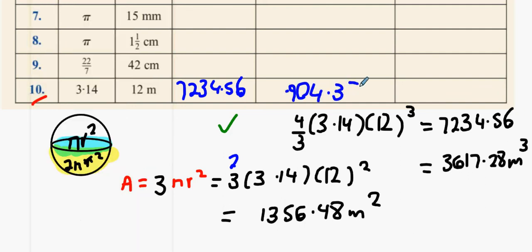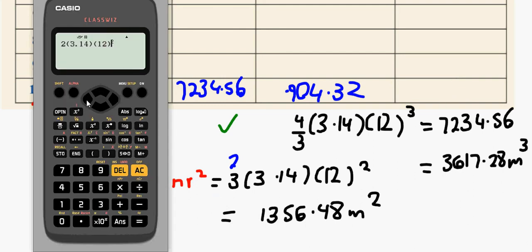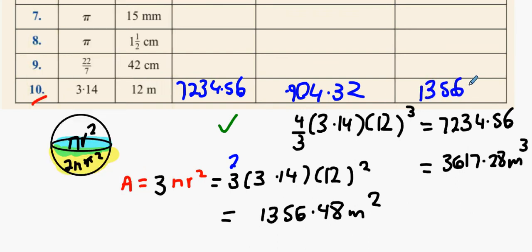I skipped straight into total surface area. That was my fault. Total surface area is 3 pi r squared, which is 1356.48. Sean? The volume is half of 7,234.56. Oh, half it, and you get? That's what I did earlier. 3,617.28. That's meters cubed, and the other two are meters squared. Is that okay? Alright, let's move on.